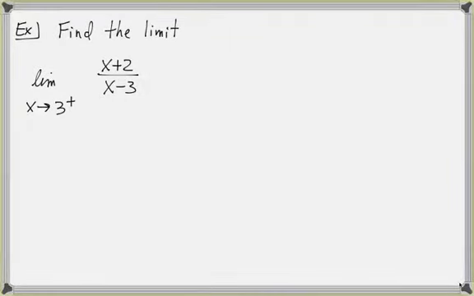Let's evaluate some infinite limits. First, let's find the limit as x approaches 3 from the right of the expression x plus 2 divided by x minus 3. Notice that you cannot just simply do direct substitution, because if you plug in 3 for x, this will produce a 0 in the denominator.